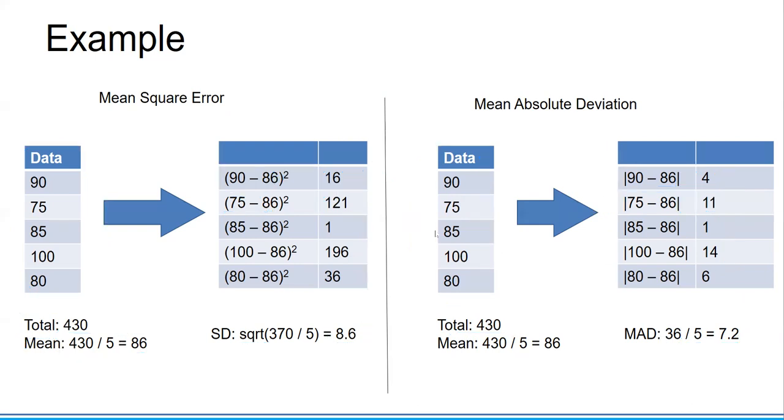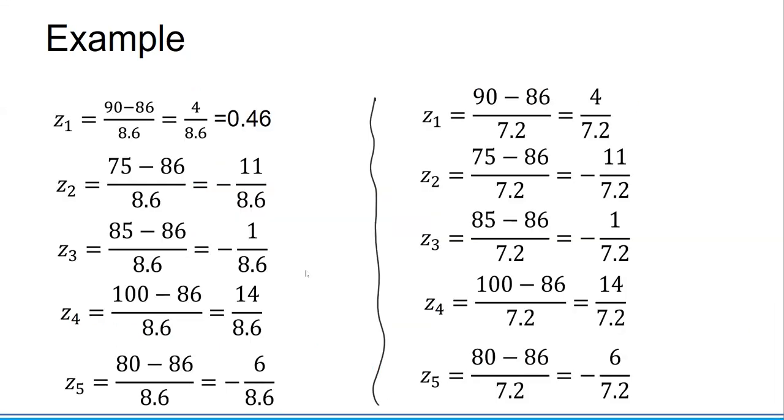So once we have the standard deviation, the mean absolute deviation, and the mean, now we can transform the data. What is the transformation? The transformation of the z-score: 90 minus the mean, or 86, and then it is divided by the standard deviation. So this is the value for data number 1, this is for data number 2, this is for data number 3, this is for data number 4, and this is for data number 5.